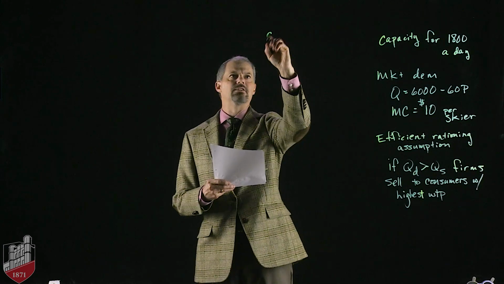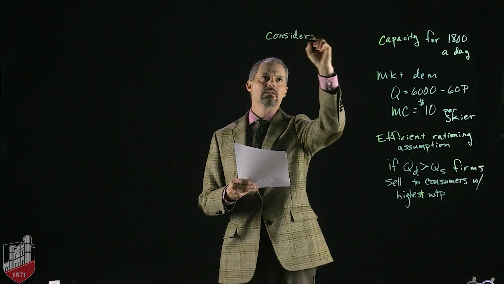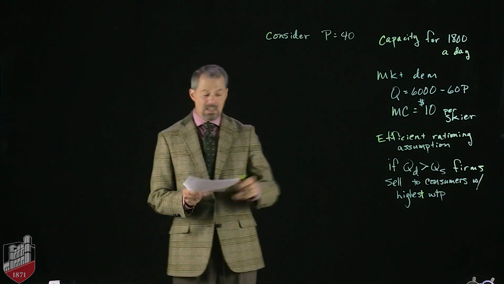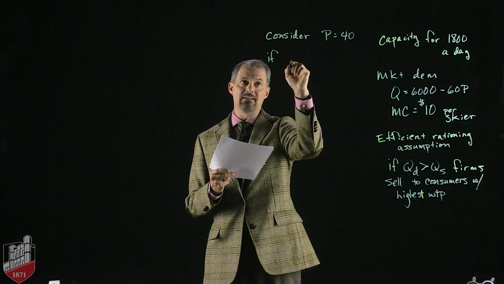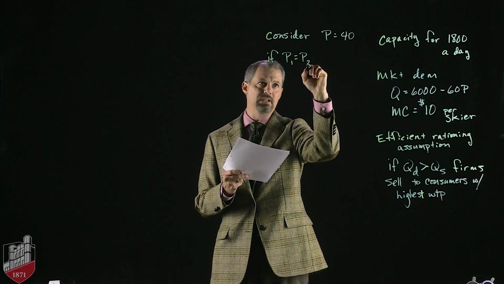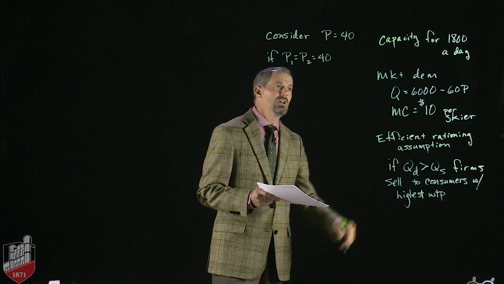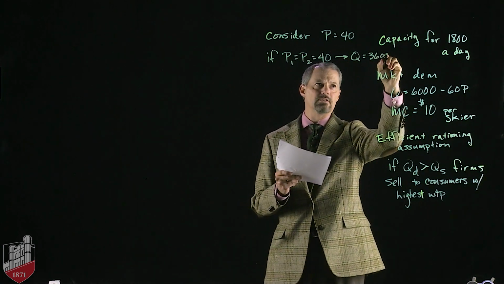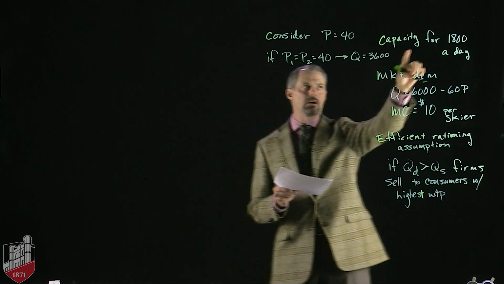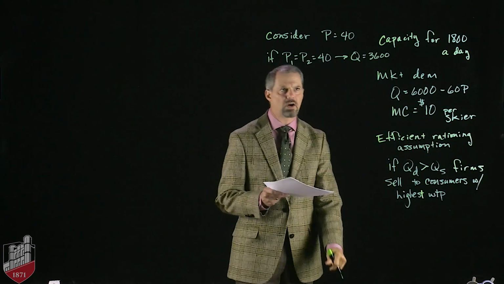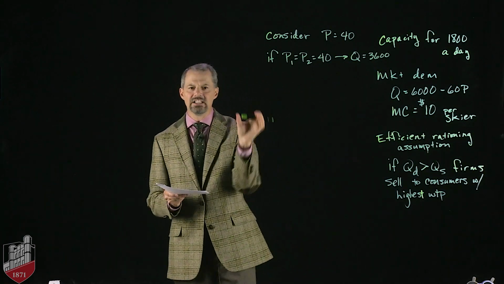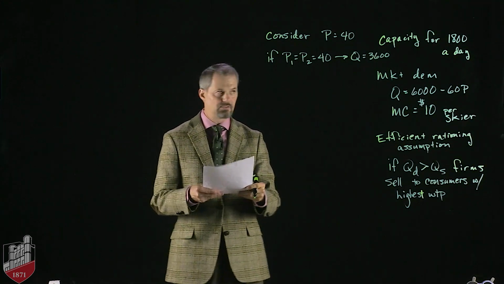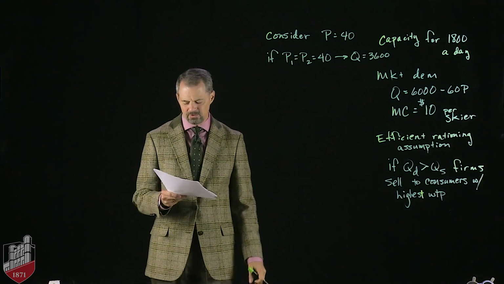Let's consider a price of $40. Consider price equal to $40. And we're going to think about both of them having a price of $40. So if P1 equals P2 equals 40, then total quantity in the market is 3,600. So remember, the capacity for each firm is 1,800. So that's why we're starting with this price of 40. Because that would result in each firm selling exactly the number of tickets that it has capacity for. So it's equal to the total capacity of both resorts.